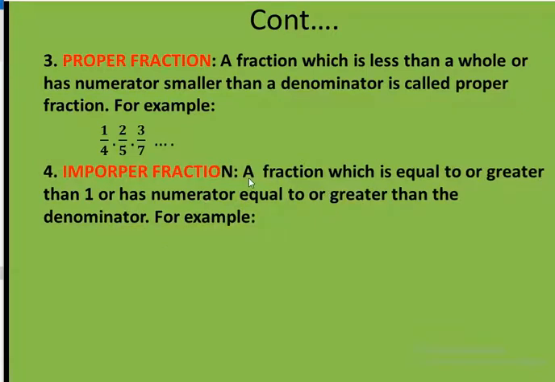Improper fraction. A fraction which is equal to or greater than 1, or has the numerator equal to or greater than the denominator. For example, here you can see the numerator is either equal to the denominator or greater than the denominator. So these are all improper fractions.